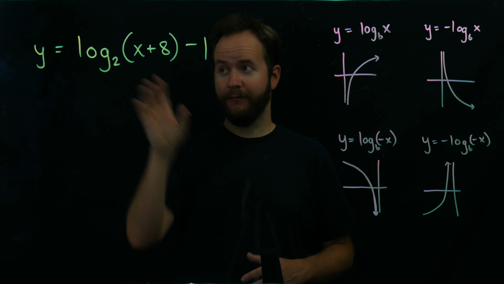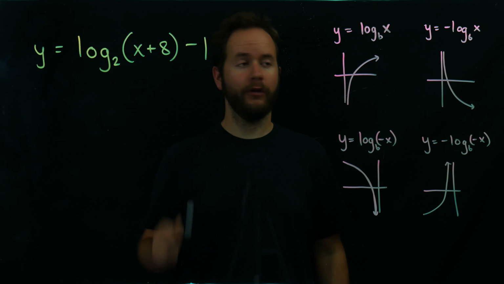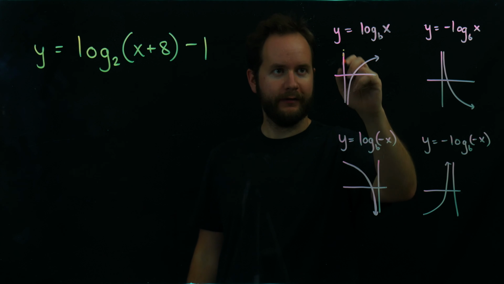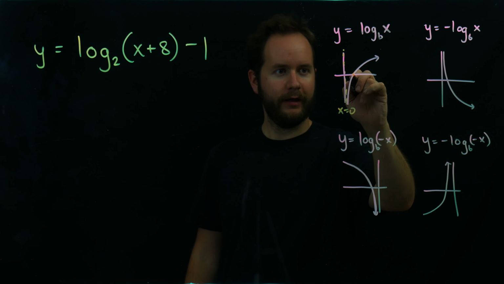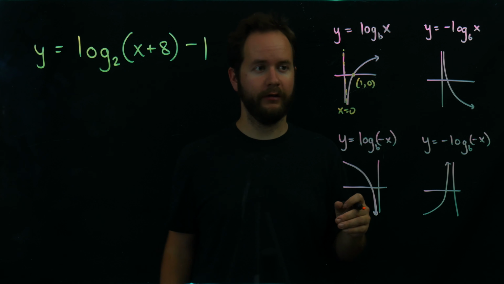Here we're being asked to graph the function log base 2 of x plus 8 minus 1. One thing to note about your standard log graph, that looks like this guy, is that it has a vertical asymptote at x equals 0, and it has an x-intercept of 1, 0. We're going to use that to our advantage to figure out what this guy's going to look like.